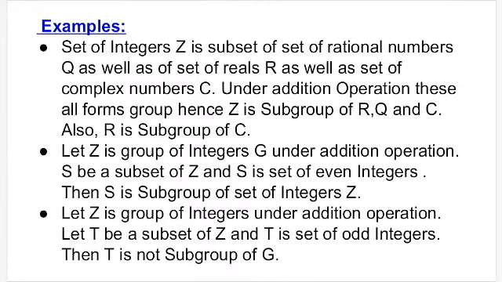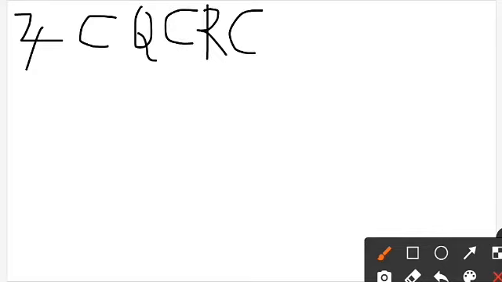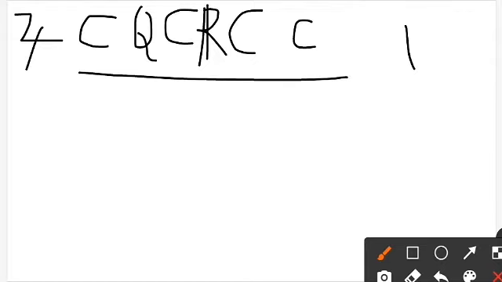Let's go next. The set of integers Z is a subset of the set of rational numbers Q as well as the set of real numbers R as well as the set of complex numbers C. Under addition operation, these all form groups, hence Z is a subgroup of R, Q and C. Also R is a subgroup of C. So in this case we are thinking about the integers Z, and we know that integers is a subgroup of rationals, which is a subgroup of reals, which is a subgroup of complex. Okay, yeah, we all know this, and we are taking all this under addition operation.